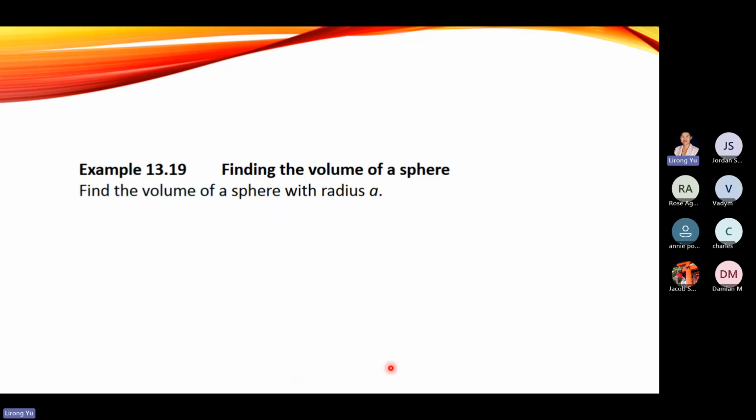This is one of the textbook examples explaining the volume of a sphere. I wonder if you already know the volume of a sphere. Does anybody already know the formula for the volume of a sphere, a volume of a ball? It's one of the geometry formulas. No? Okay, so here we are.